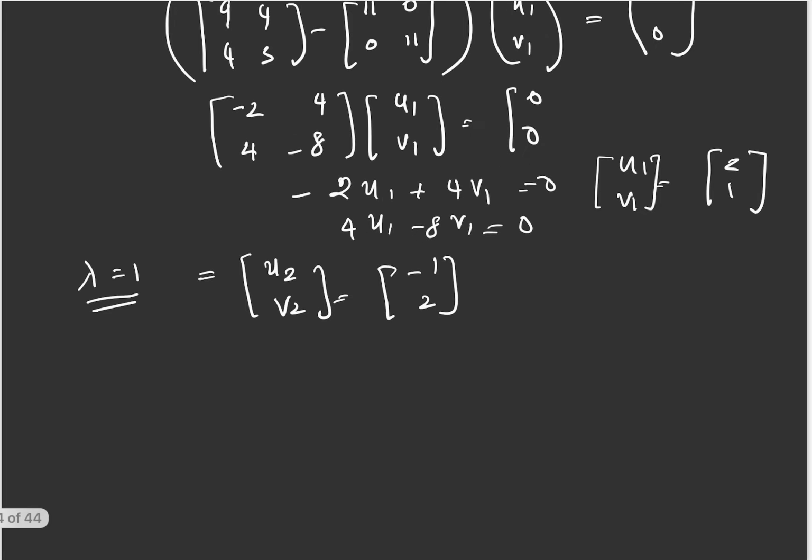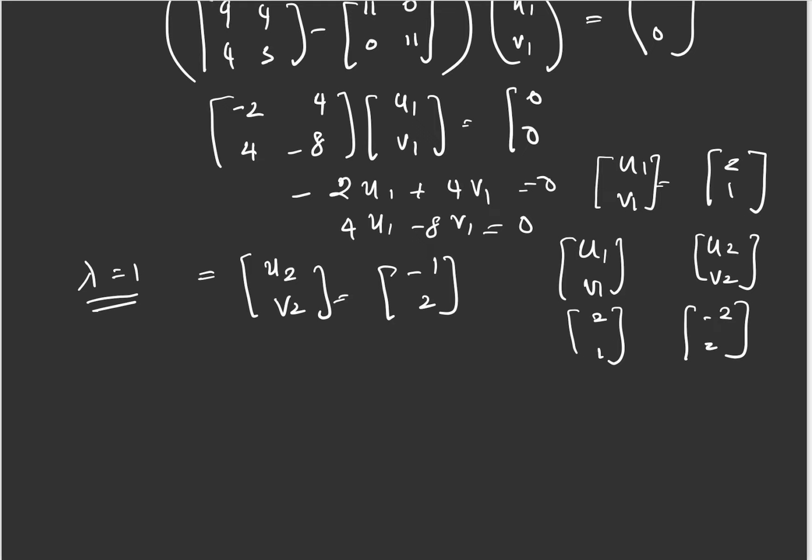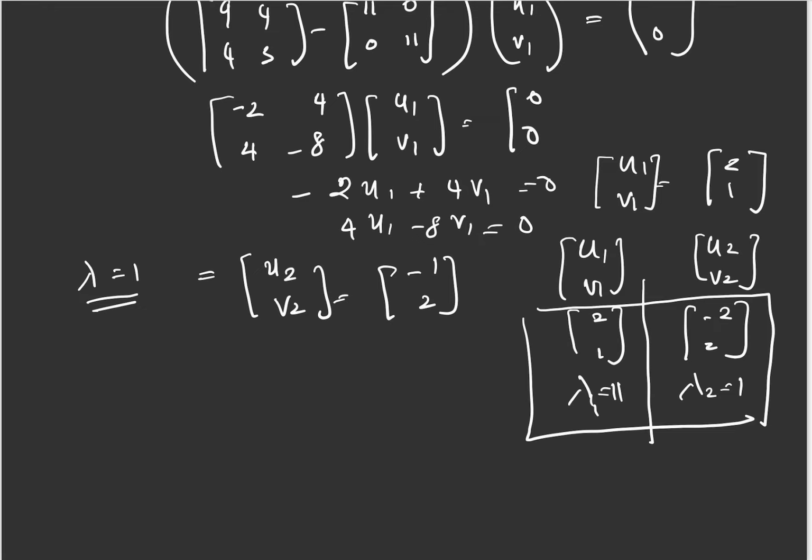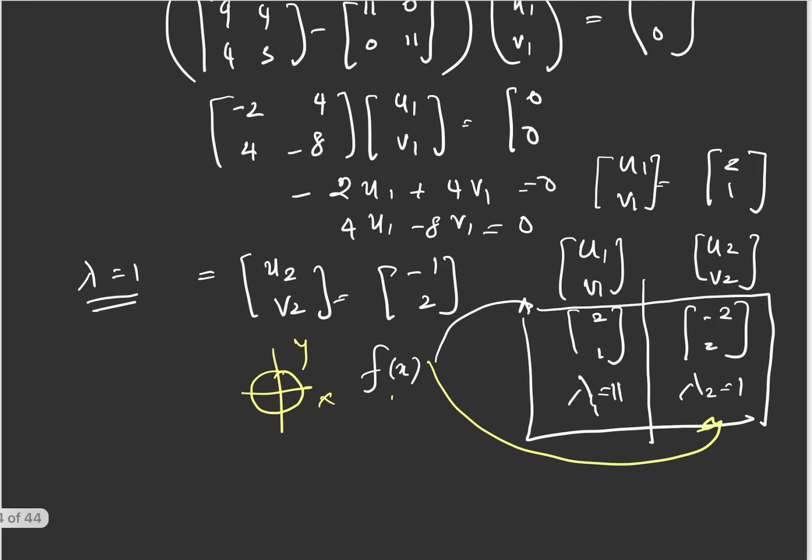When you look at these eigenvectors u1, v1 and u2, v2, they are orthogonal to each other, and I know my eigenvalues, lambda 1 equal to 11 and lambda 2 equal to 1. This is my linear mapping function f of x. The f of x can use this information and convert any values from my input space x and y into my new space, x prime and y prime. Now we know what eigenvalue and eigenvector are, and how we can compute them.